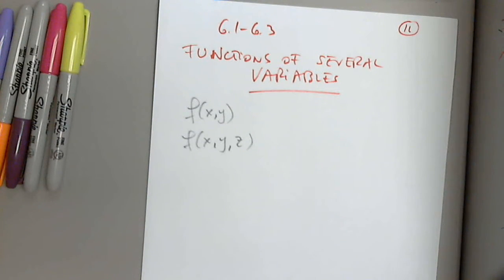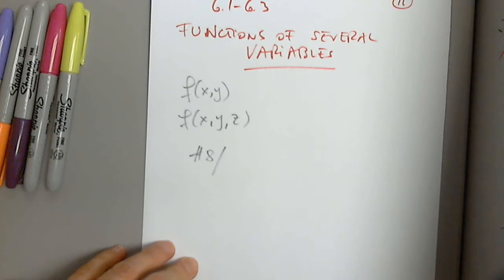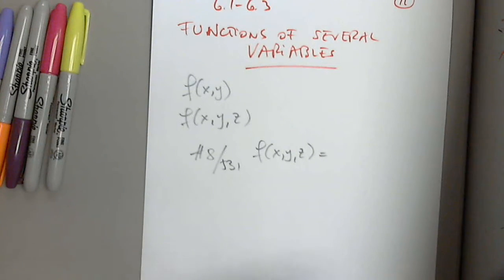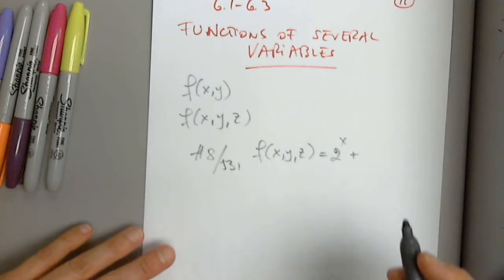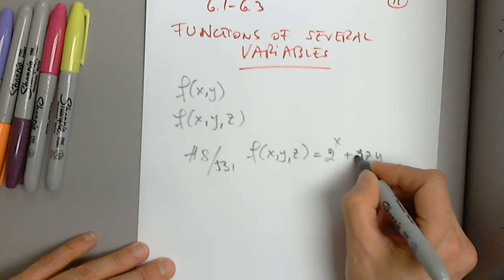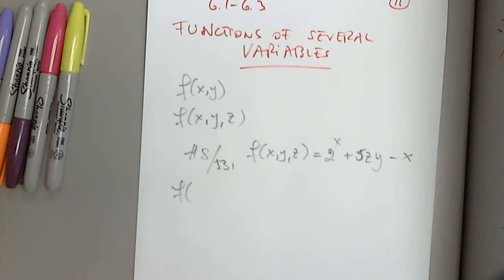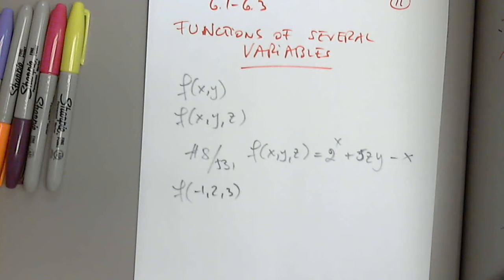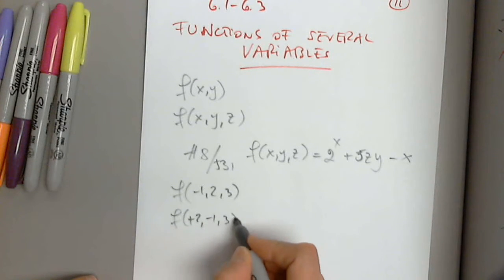But first of all, first type of application, we are given a function. Let's say problem 8 on page 531. So here is f of x comma y comma z, and the function is 2 to the x plus 5zy minus x. They're asking us to find f of -1 comma 2 comma 3 and f of 2, -1 comma 3.